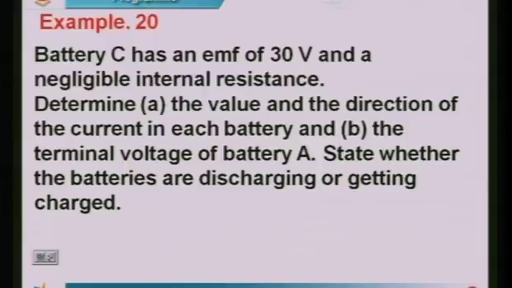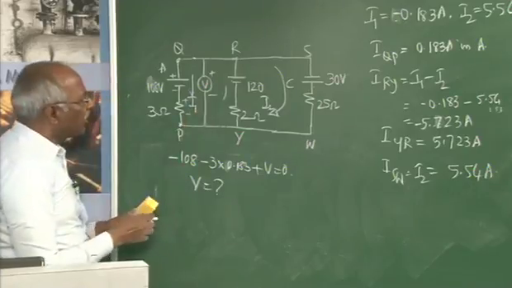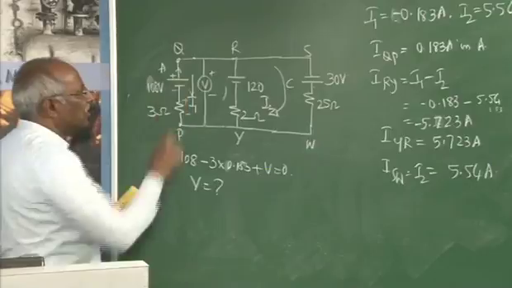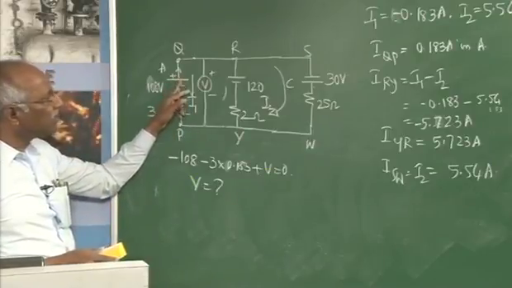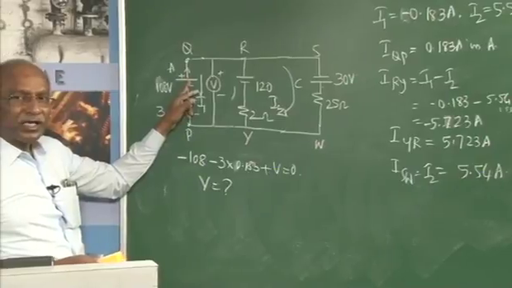So with all these things, what has been the other data asked to determine? State whether batteries are discharging or getting charged. As such, this I1 is flowing this way. Whenever the current is coming out of the positive terminal of the battery, it acts as a source. If the current enters at the positive terminal, it is getting charged.